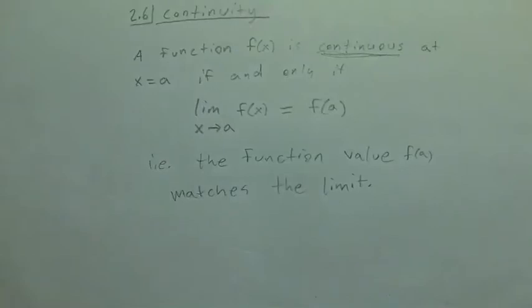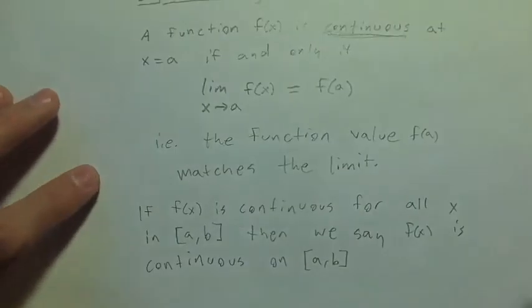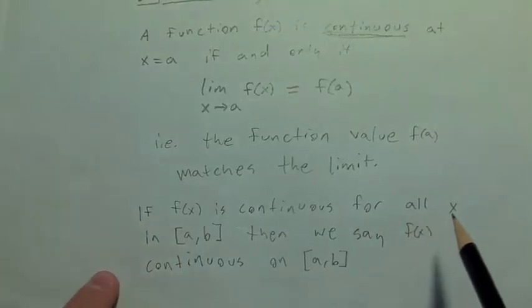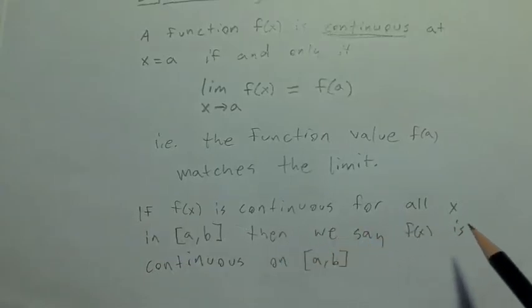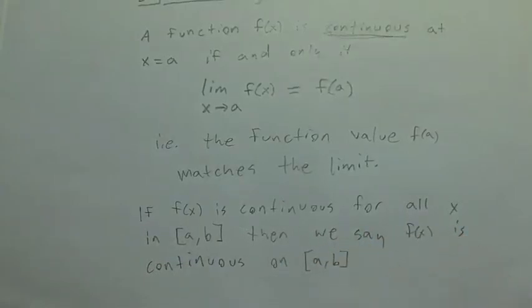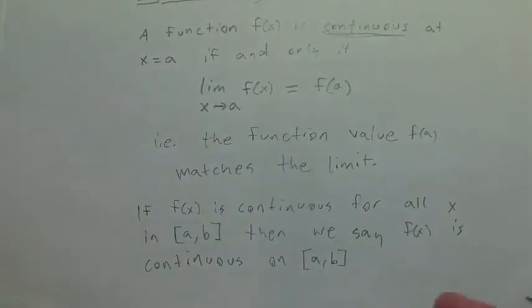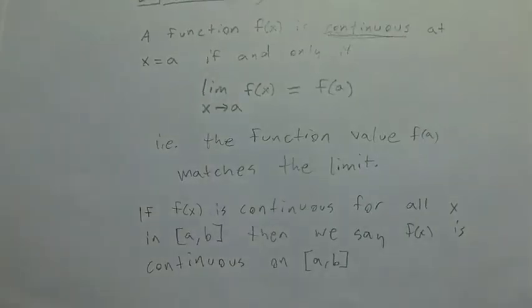Now, if a function is continuous on an entire set, so if a function is continuous for all x in a set, like an interval a to b, then we say f of x is continuous on that set. So when I say a function is continuous on, say, 0 to 1, this could be an open set or whatnot, that just means it's continuous for every point in that set. Okay. So let's look at an example.